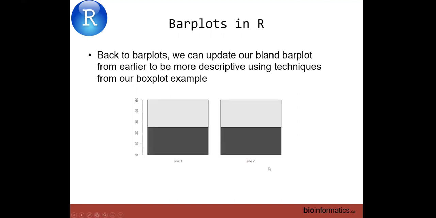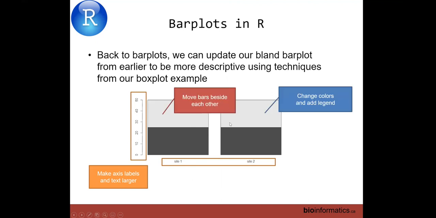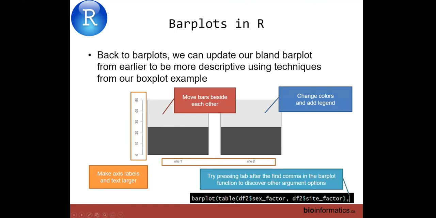But here, this is very not descriptive. Especially if you show this to someone, even I, who know the data, am not totally sure what I'm looking at here. For example, are males or females the darker gray or lighter gray? So we want to make these larger. We want to change the colors and add a legend. We want to move the bars to beside each other, actually. We don't want them stacked like they are.